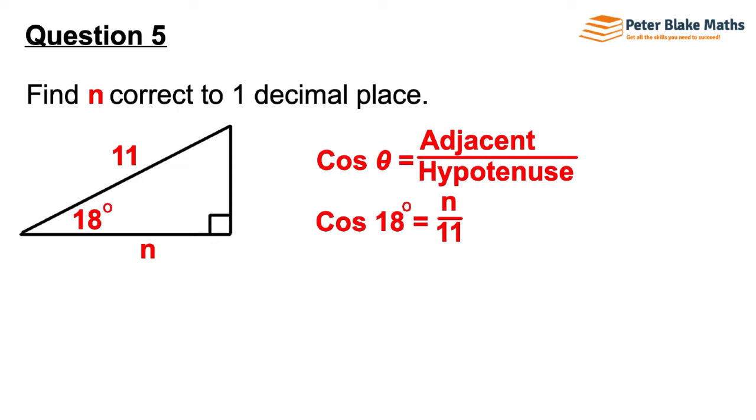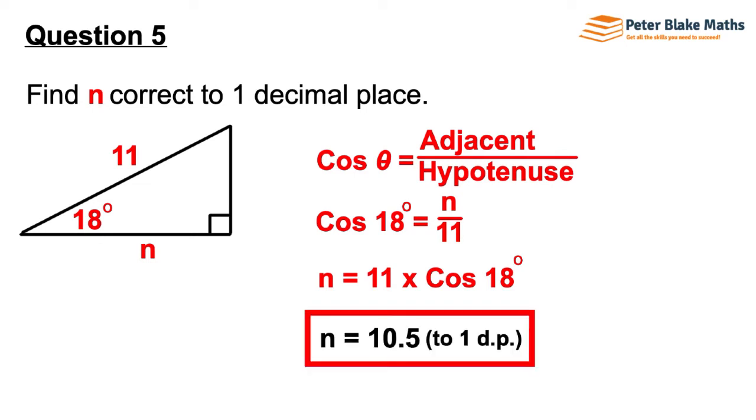To get the letter on its own, we need to multiply both sides by 11, because 11 is dividing into the n at the moment. We'll kind of switch sides as well. n will be on its own when we multiply by 11. The other side ends up being 11 times cos 18, which we can process through our calculator, and we get to one decimal place an n value of 10.5, which makes sense because it's a shorter side we're finding, and we should get an answer that's less than 11.